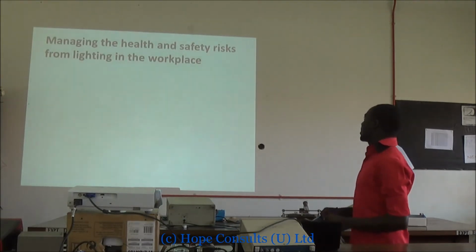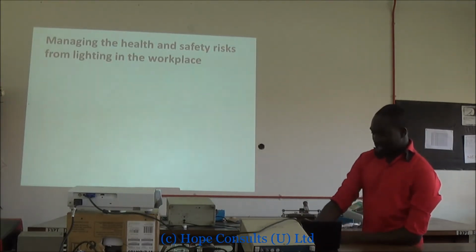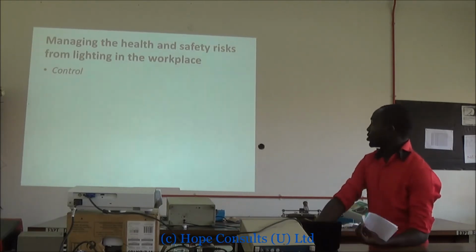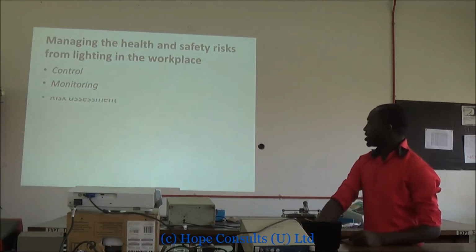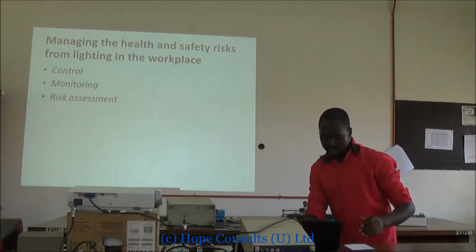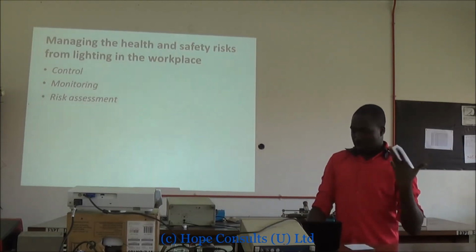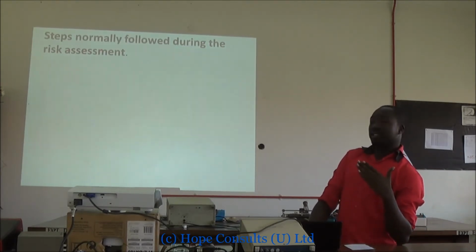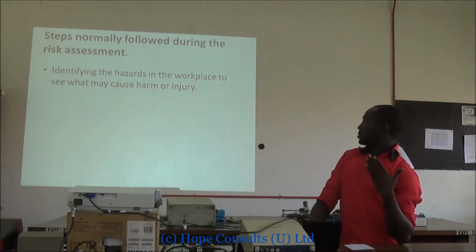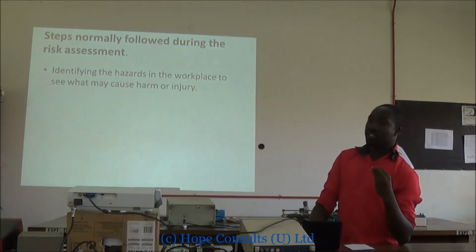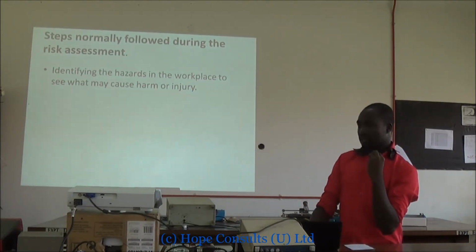Managing the health and safety risks from lighting in the workshop. We can manage them by controlling, by monitoring, or even by doing risk assessment. My colleague did explain a lot on control, monitoring and risk assessment. Then the steps normally followed during the risk assessment: we identify the hazards in the workplace to see what may cause harm or injury. In this case, it is harm to the eye.